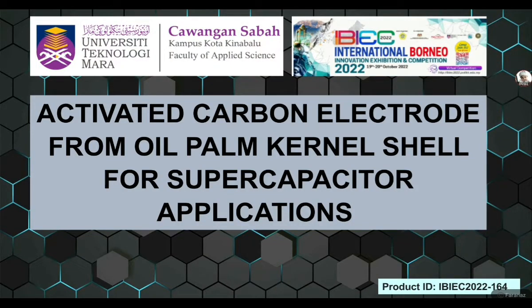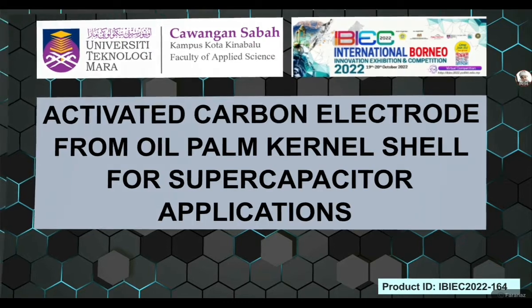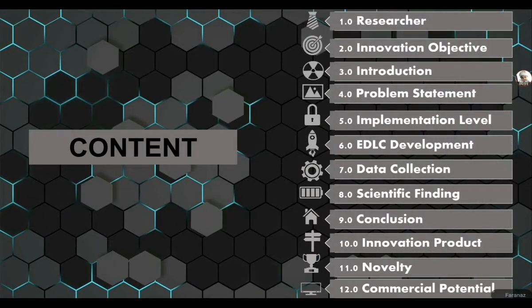The project title: Activated carbon electrode from oil palm kernel shell for supercapacitor applications. Our product ID: IBIEC 2022 number 164. Our list of content: Researcher, Innovation Objective, Introduction, Problem Statement, Implementation Level, ADLC Development, Data Collections, Scientific Finding, Conclusions, Innovation Product, Novelty, Commercial Potential.